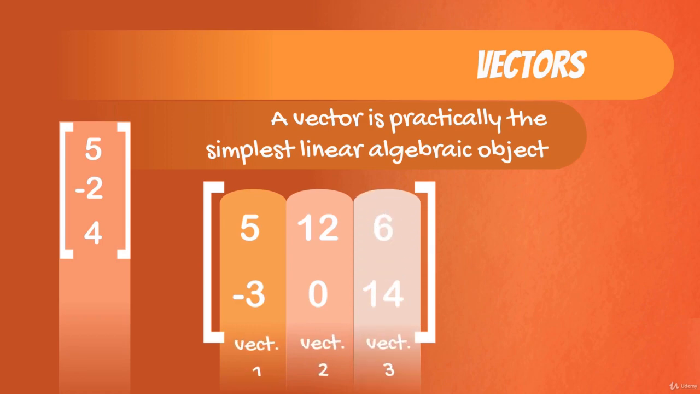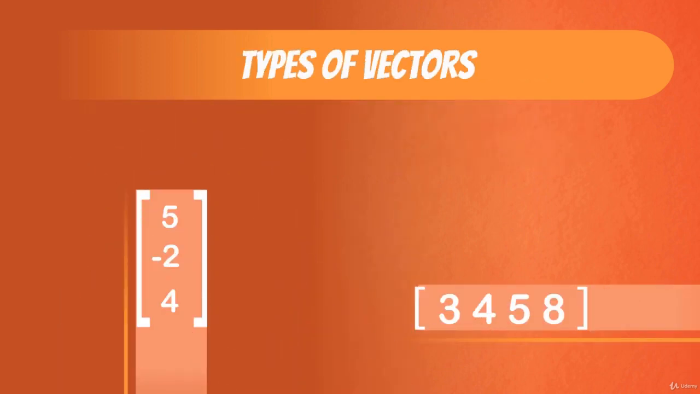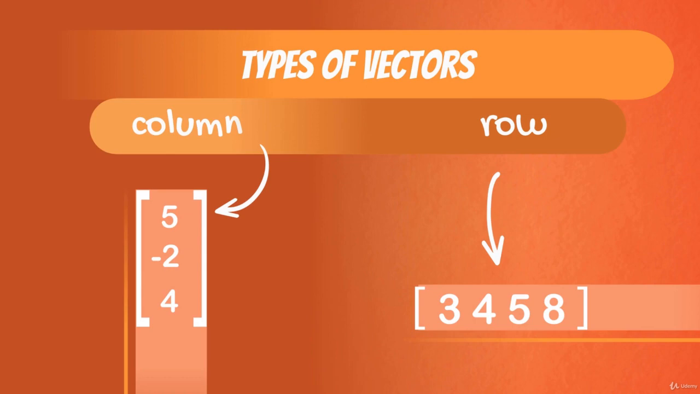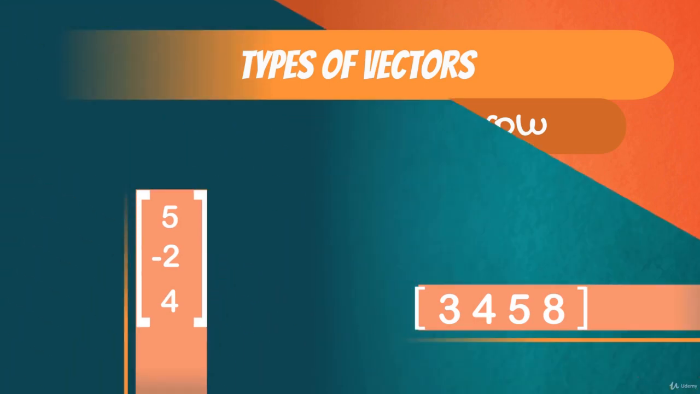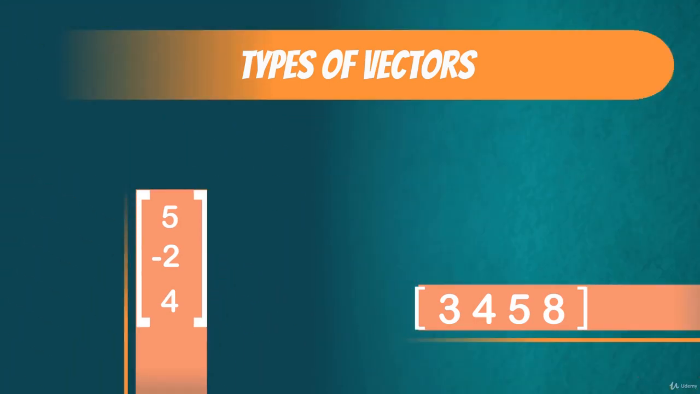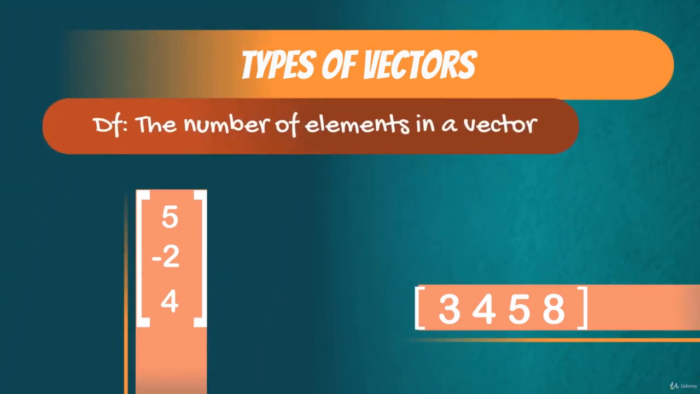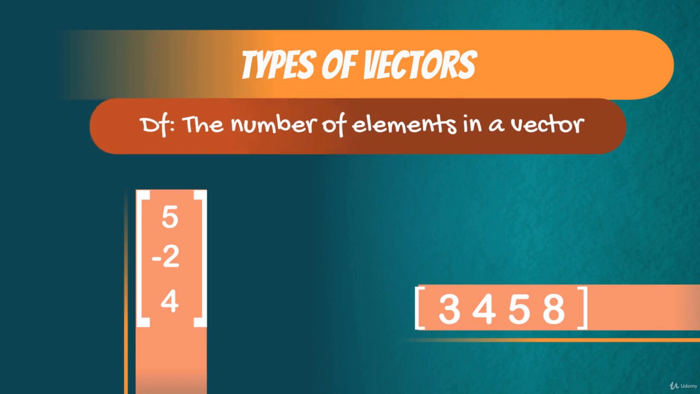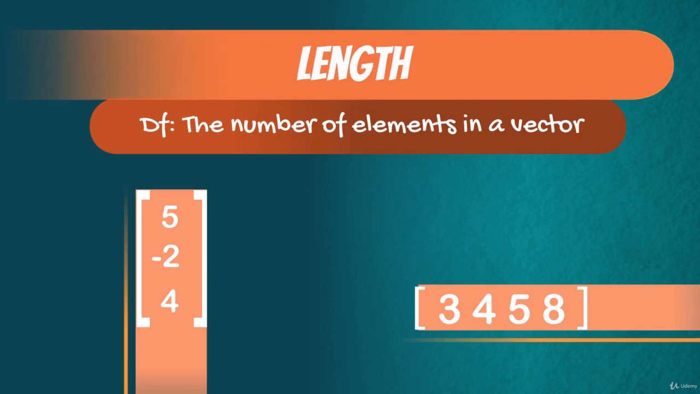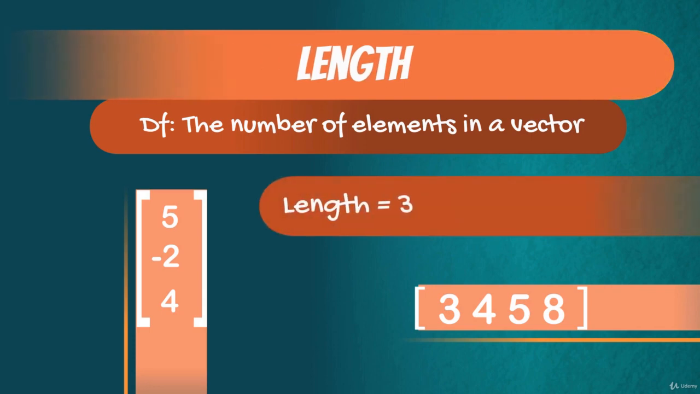Okay. Generally, there are two types of vectors: row vectors and column vectors. We just explored a column vector. Logically, we can have row vectors like this one: 3, 4, 5, 8. Often, we are interested in the number of elements a vector contains. We refer to that number as the length of the vector. The first vector we saw had a length of 3, while the second one a length of 4.